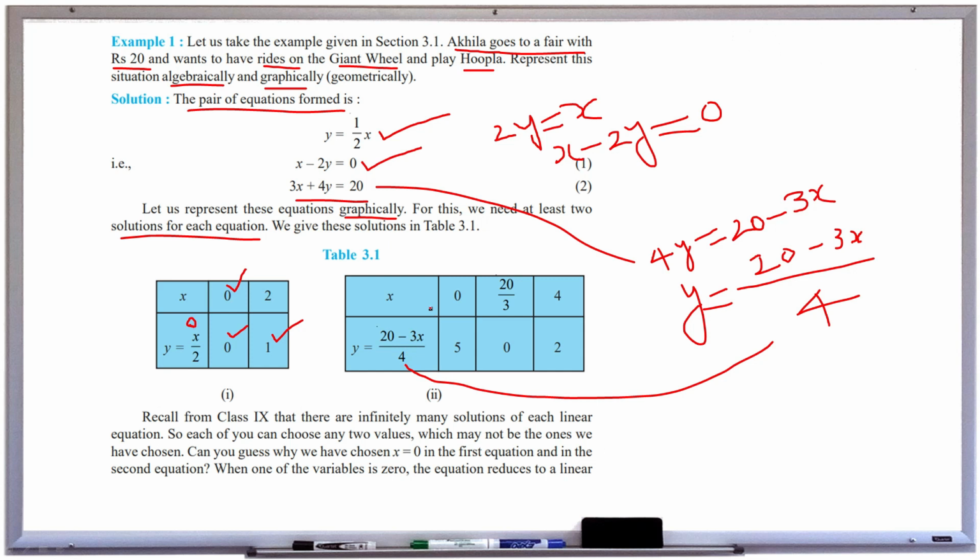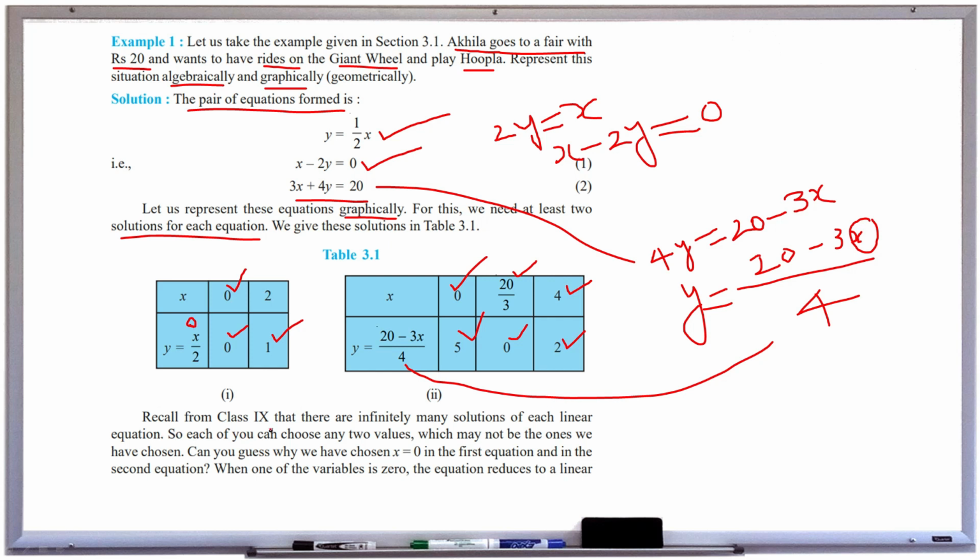So substitute the value of x. Instead of x you put 0, you will get the value y is equal to 5. Instead of x you put 20 by 3, you will get the value 0. If you put x is equal to 4 in this equation, you will get y is equal to 2. Just instead of x you put the value, you will get the value.